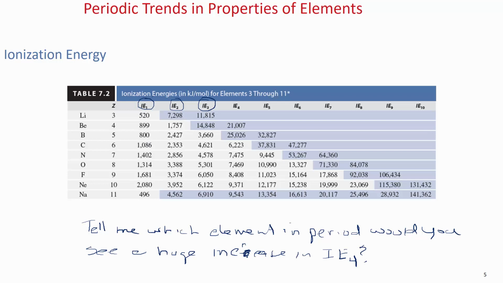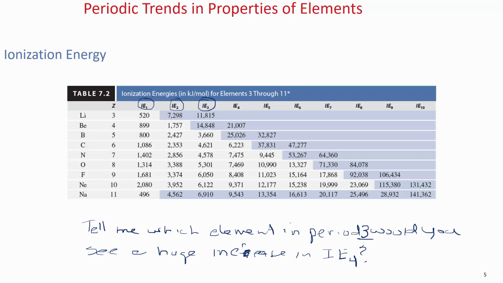And why this is so important is, let's say I have an element isolated, but I don't know what the element is. One of the things I could do is determine its ionization energies. And from its ionization energies and its mass, I should be able to determine what the element is. So, which element in period 3 would you see a huge increase in the fourth ionization energy?